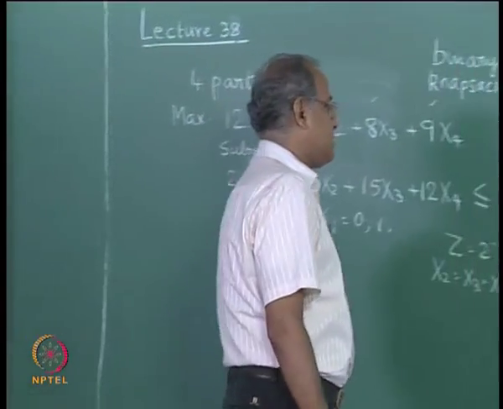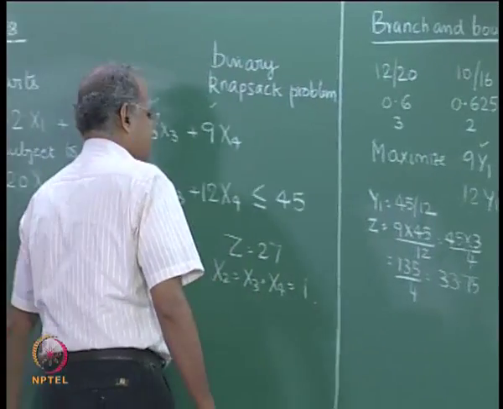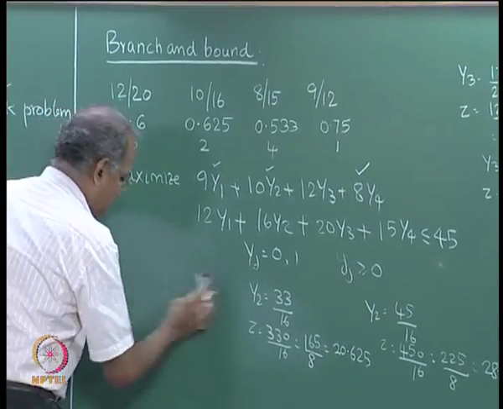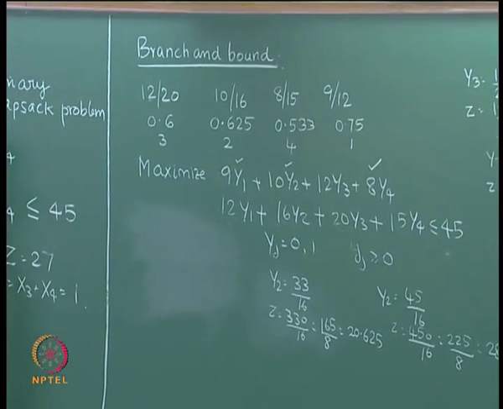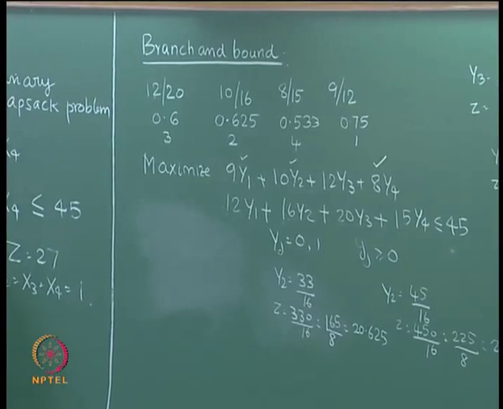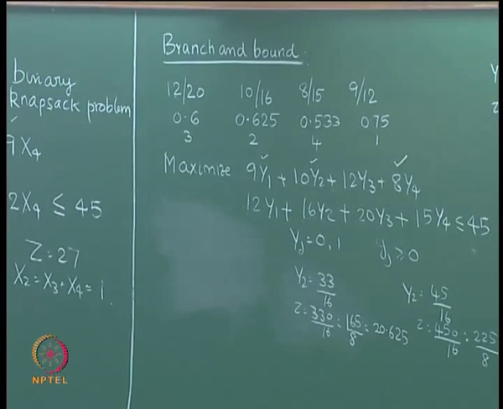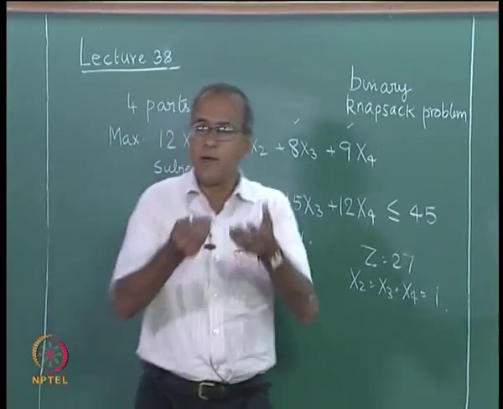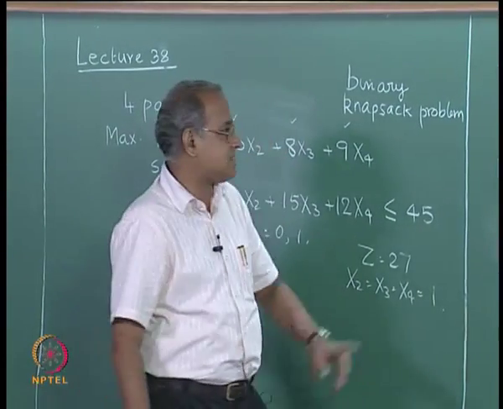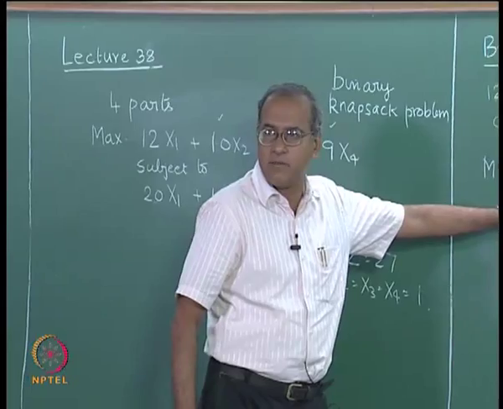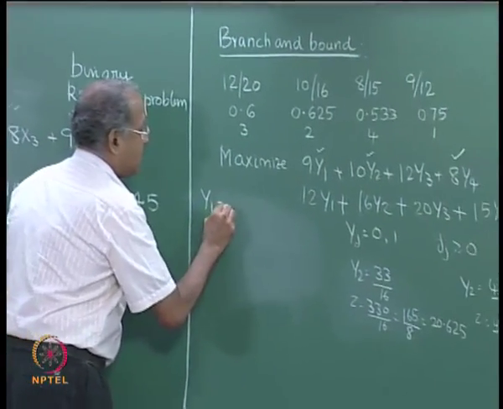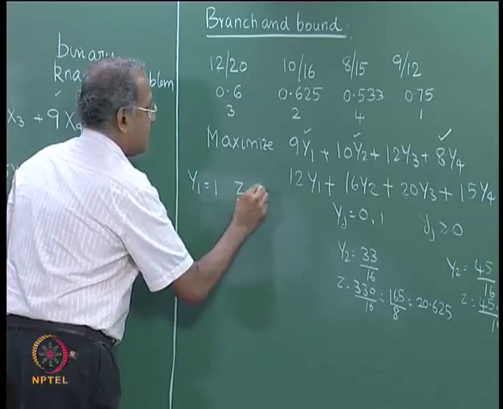So, y1 is the variable or the product that actually has the highest profit per unit time. Even though in terms of highest profit 12 is the highest, it requires 20 units of time. So, profit per unit time, the highest ratio happens to be for the variable y1. So, we start from the left and say y1 equal to 1, z equal to 9.